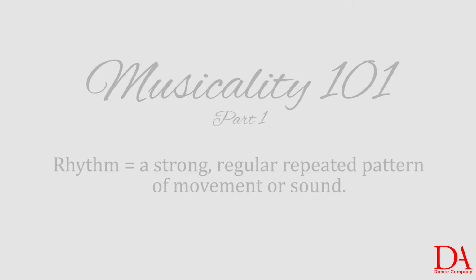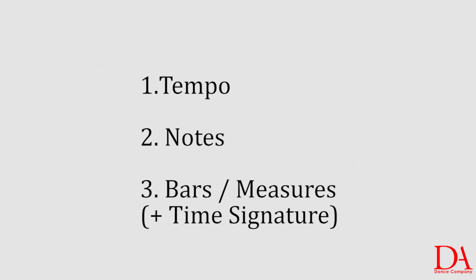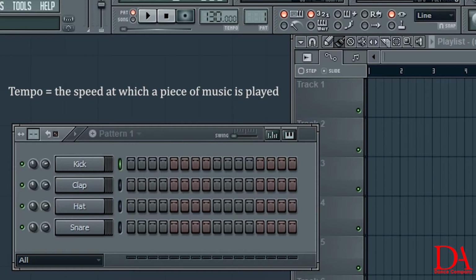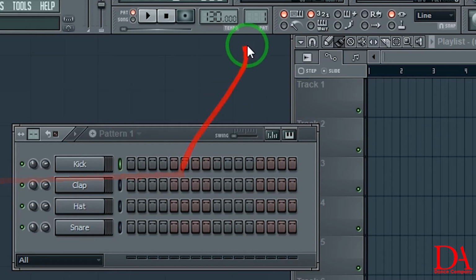Let's start. We are going to talk first about the tempo, the notes, and the measures. The tempo is the speed at which a piece of music is played. Meaning, you will see this number over here. It says tempo, 130 beats per minute. That means if I would play 4 kicks, they will repeat themselves at 130 beats per minute. So you would hear these beats 130 times in a minute.